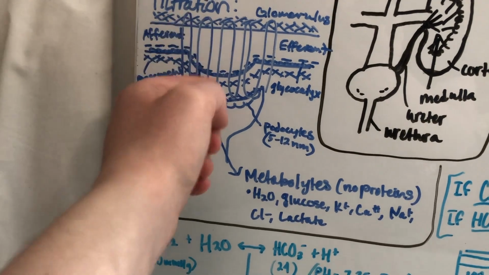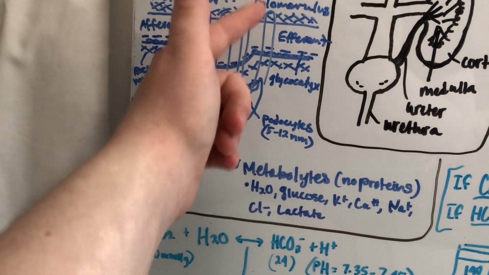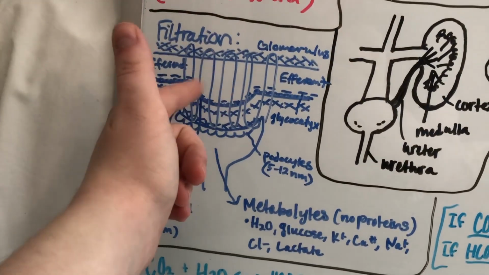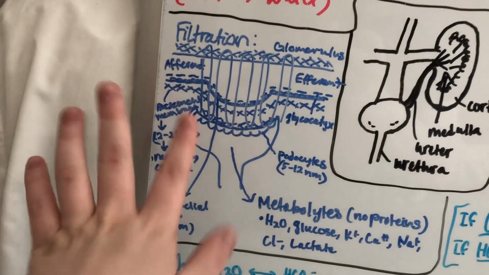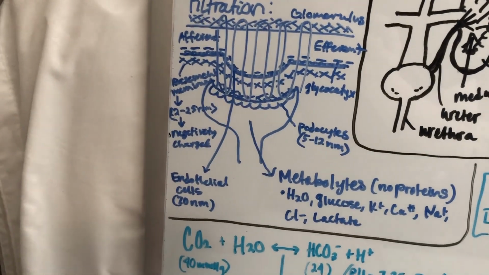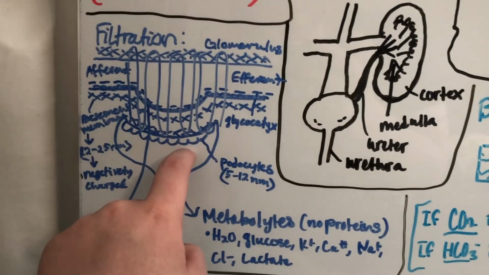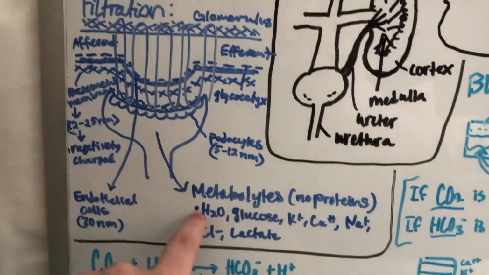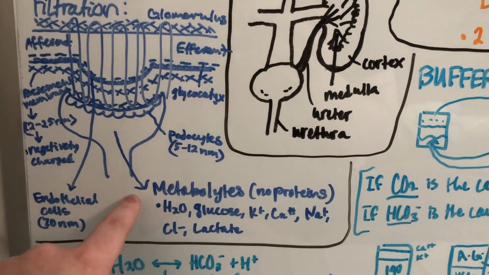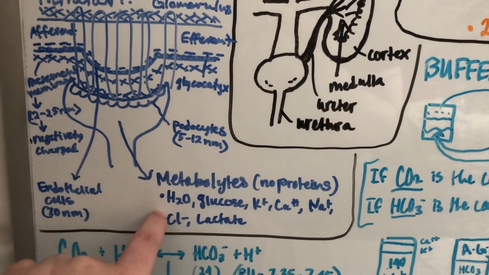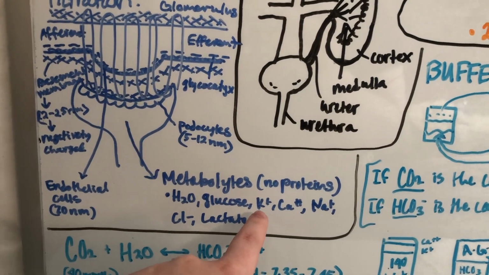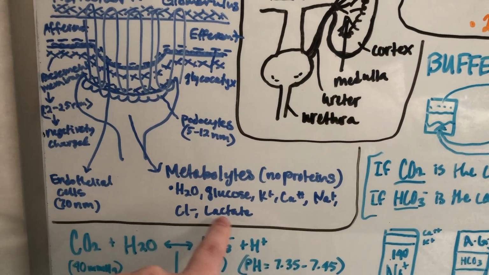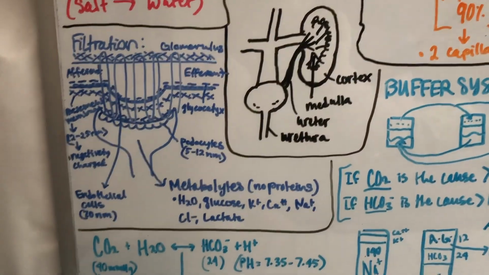And we've got lots of these different podocytes going up and down and making sure that everything's all connected. And then what we've got in here is our metabolites. So none of these are proteins. It's H2O, glucose, potassium, calcium, sodium, chloride, and lactate. They're all taking place there.